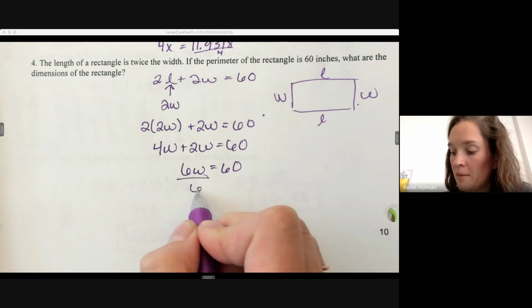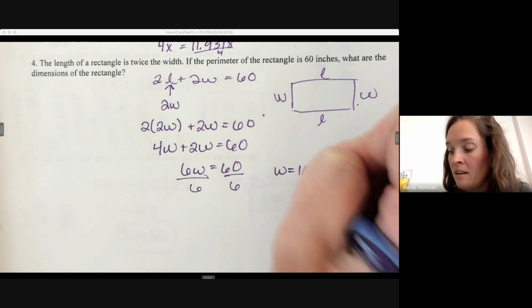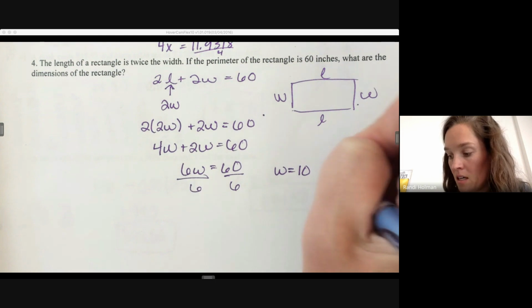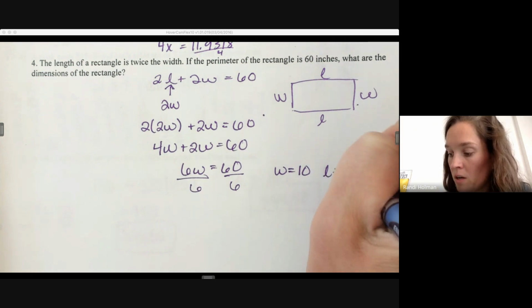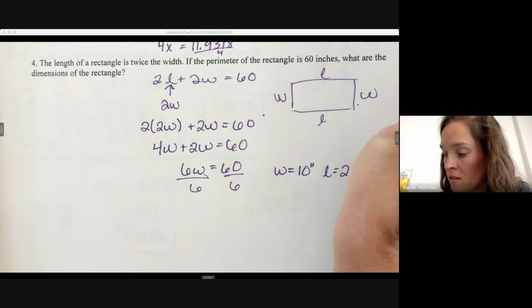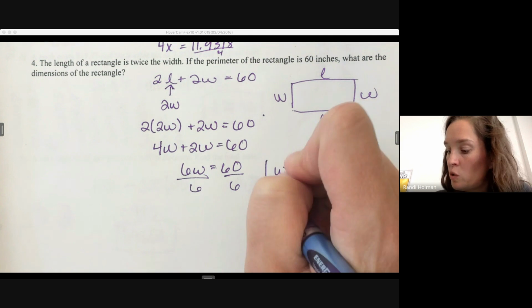Now let's solve. Divide by 6, divide by 6. So W is 10. And the length is twice that, so the length is 2 times 10, which is 20. Make sure you put it in context. These are inches. So the width is 10 inches and the length is 20 inches.